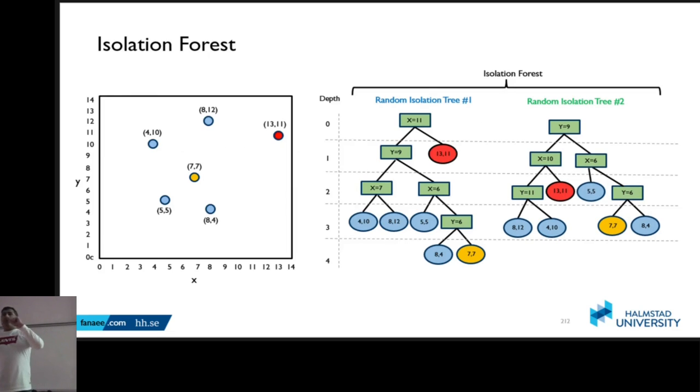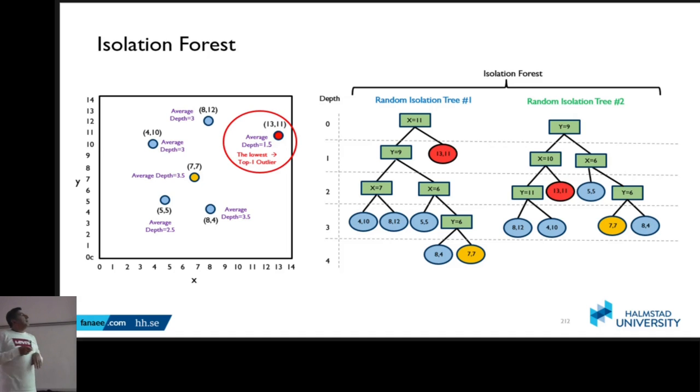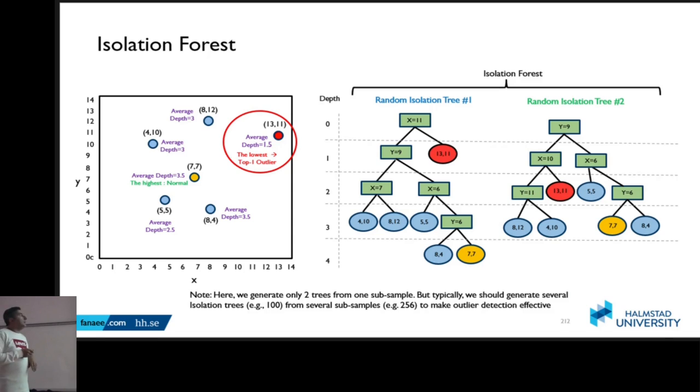Now we have two random isolation trees. What is interesting about them is that, as you can see, this observation that we think is abnormal becomes isolated sooner than the others. Let's compute the average depths. In the first random isolation tree, it becomes isolated at depth 1, and in the second one at depth 2, so the average becomes 1.5. Let's compute this for the others, and we see that this one is isolated much faster than the others. So this is abnormal, and this one is normal, because the average depth is 3, 3, 3, and this one is 1.5. In this example, we generate only two trees and one subsample. But in practice, we need to generate several isolation trees, like 100, from several subsamples, to make this work.